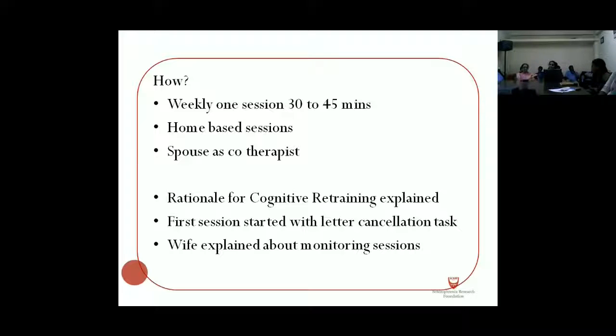So the consulting, treating psychiatrist and the therapist focused more on educating the client and his wife about the physical condition, how to go about this, monitoring his sugar levels and the diet patterns. This was done during the first session, and an appointment for the next session was advised. When they came back, the rationale about cognitive retraining was explained, and the session started with letter cancellation tasks, while the wife was explained about monitoring sessions at home.